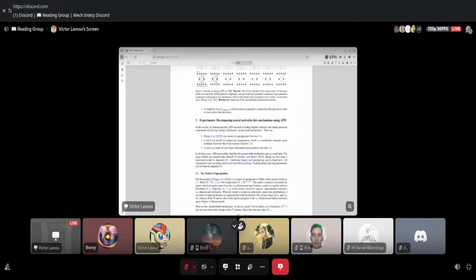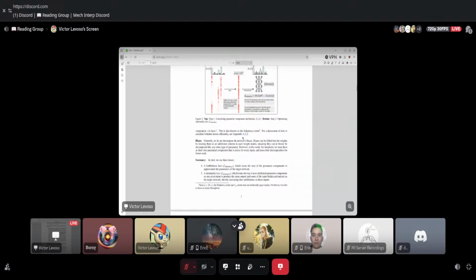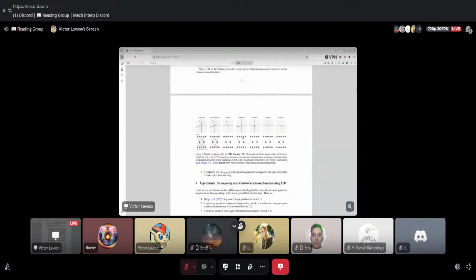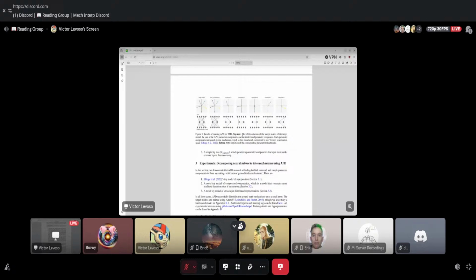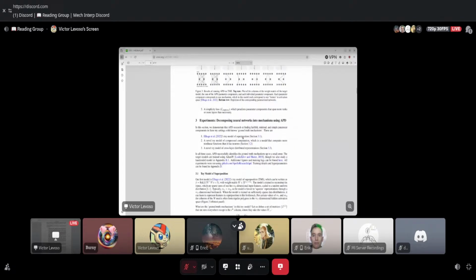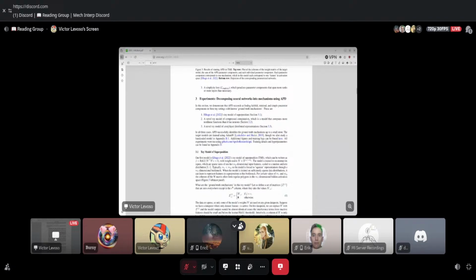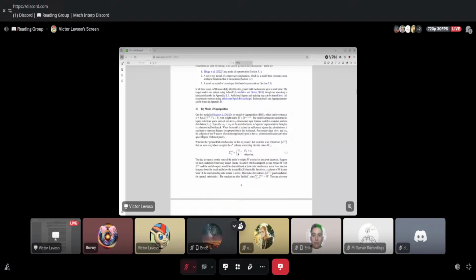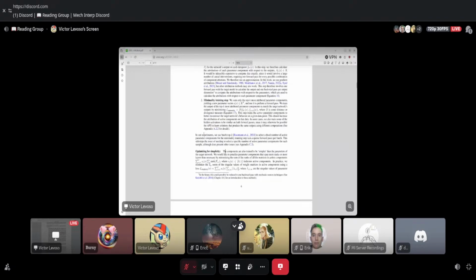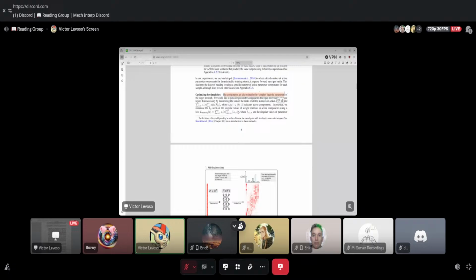Okay, so anyway, simplicity. Components are also trying to be simpler than the parameters of the original network. We would like to penalize parameter components that span more ranks or more layers than necessary by minimizing the sum of ranks of all matrices in active components.